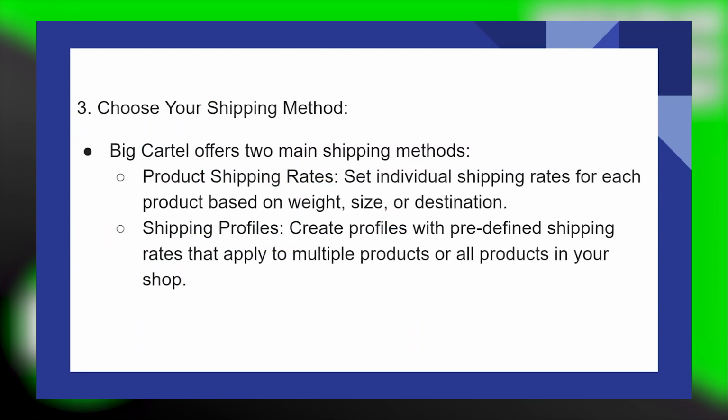Choose your shipping method. Big Cartel offers two main shipping methods. Product shipping rates. Set individual shipping rates for each product based on weight, size, or destination. Shipping profiles. Create profiles with predefined shipping rates that apply to multiple products or on all products in your shop.